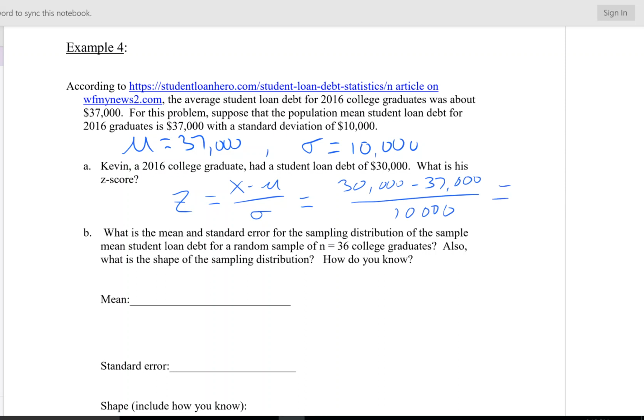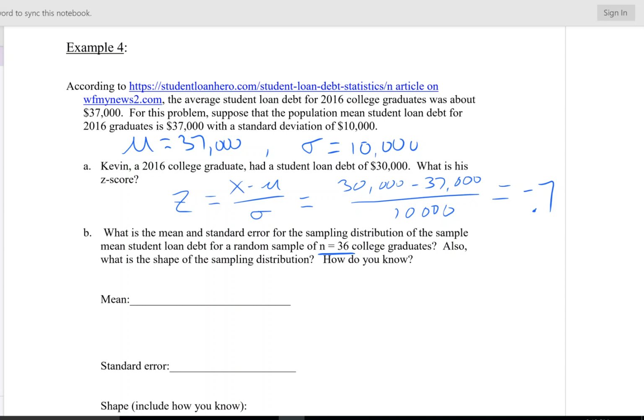Okay, and that result is negative 0.7. Now I want to think about what is the mean and standard error for the sampling distribution of the sample mean for a random sample of 36 students. Also, what is the shape of the sampling distribution?